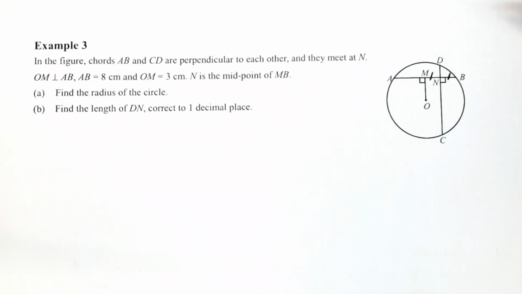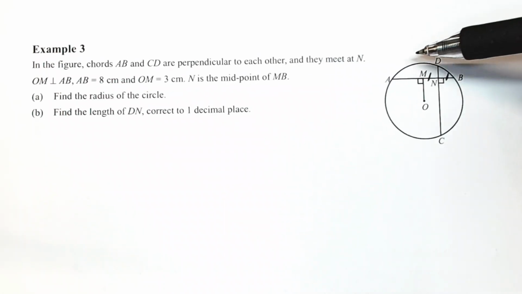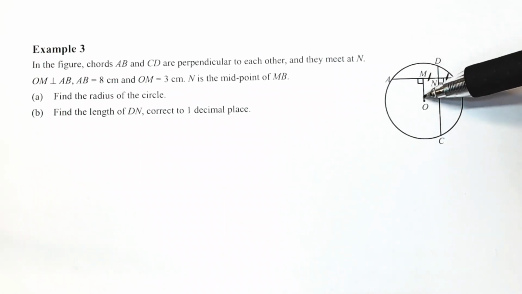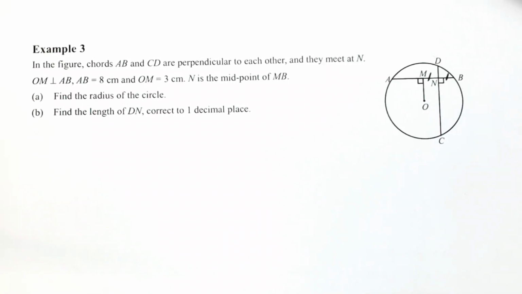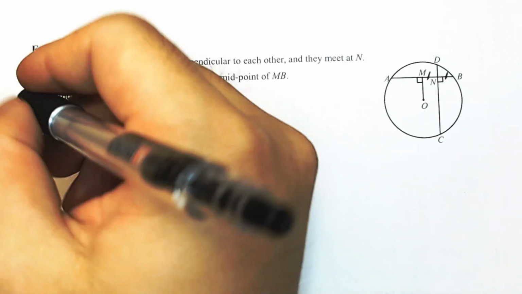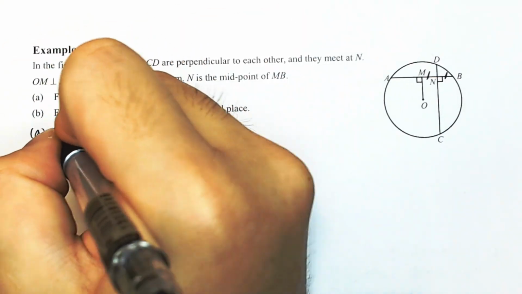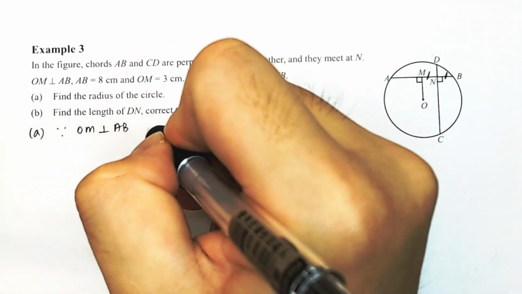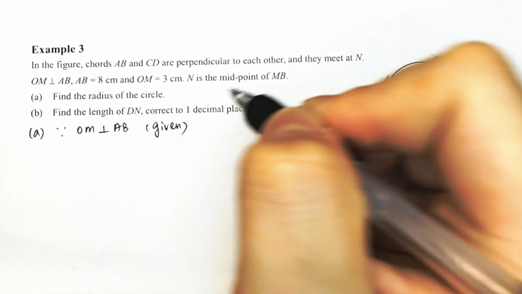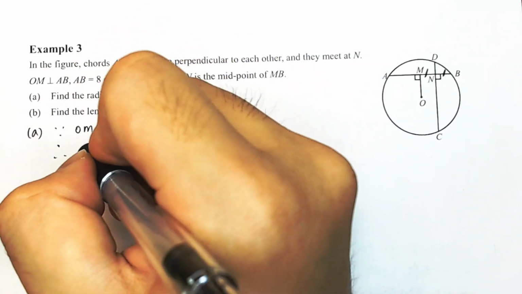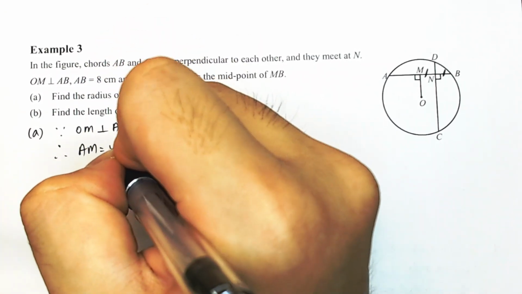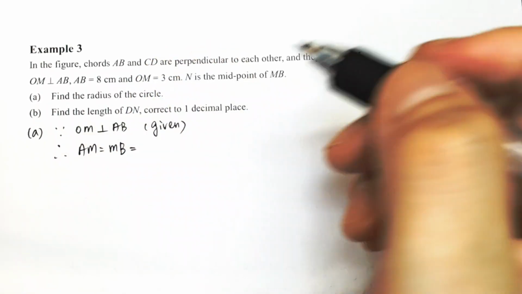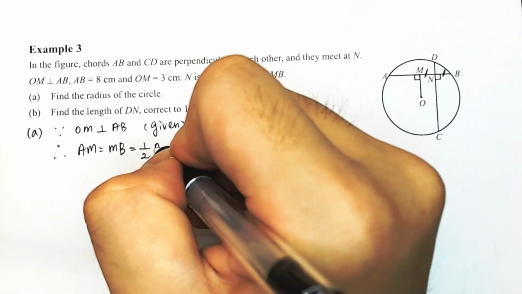To find the radius of the circle is simple, because as long as you have AM and OM, then using Pythagoras theorem, you can find the radius OA. Okay, so let's find it out. Since OM is perpendicular to AB, which is given, then we have AM is equal to MB, and is equal to half of AB, which is 4 cm.